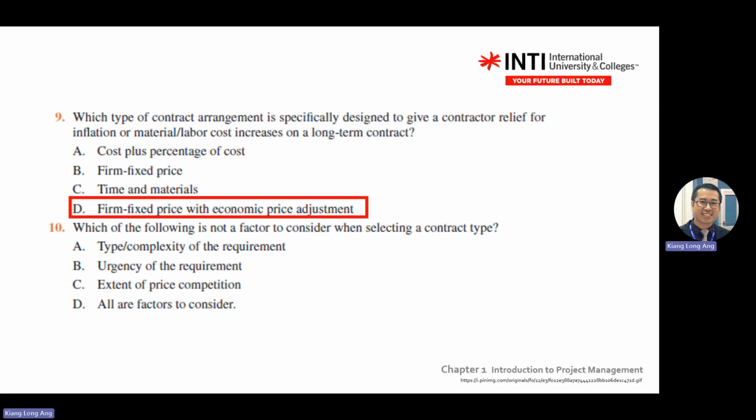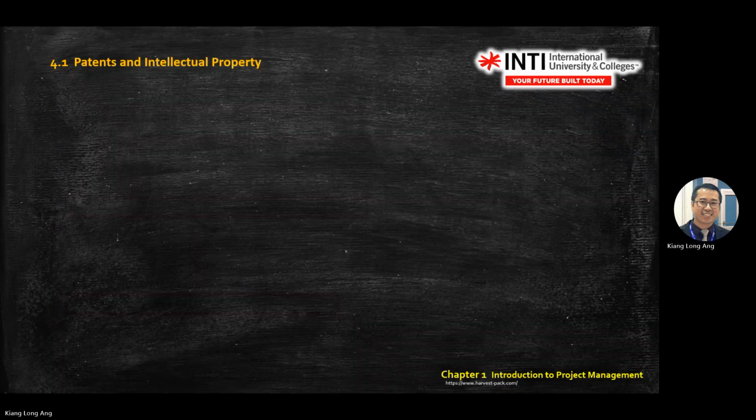Okay, of course the one with the adjustment. Which of the following is not a factor to consider when selecting a contract type? Complexity, urgency, extent of price competition. All are factors. Which one? What do you think? For question 10, what do you think? Okay.